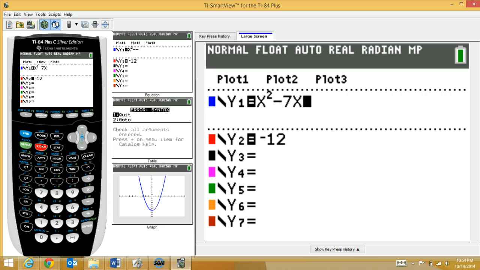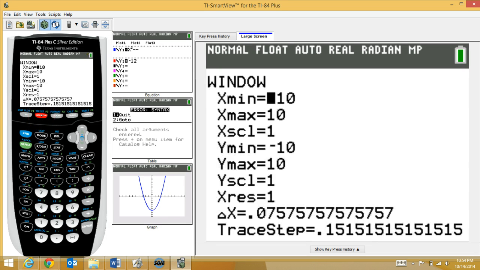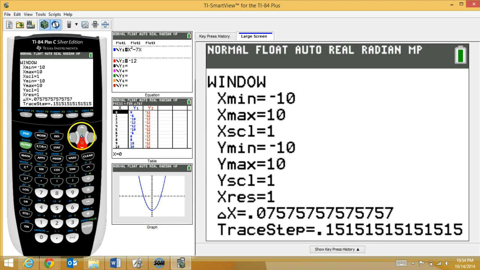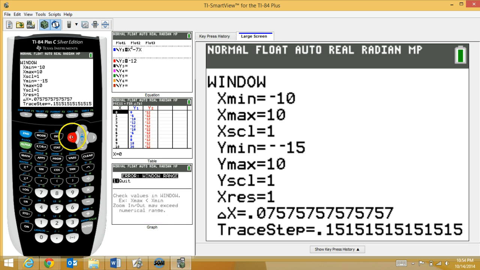Alright, so now we're going to have to adjust the window a little bit and get this y minimum down below -12. So I'm going to go to maybe y min of -15. -115 is way too far. So I'm going to delete one of those ones, and I'm also going to delete one of those negative symbols. Okay, so now I'm going to hit graph.